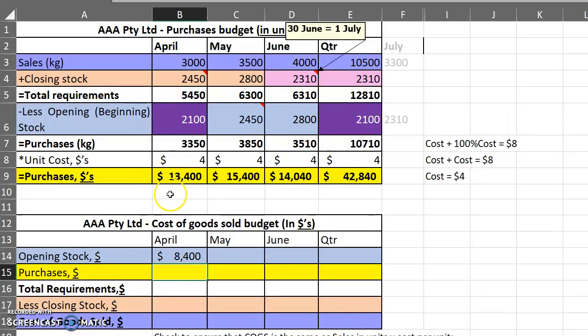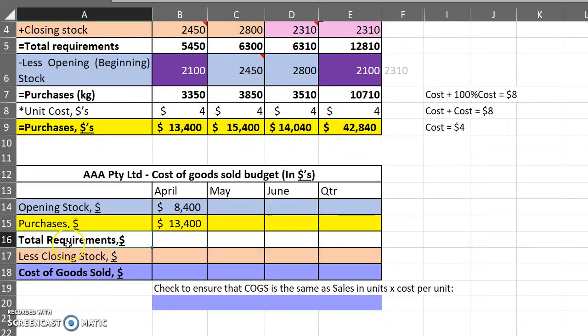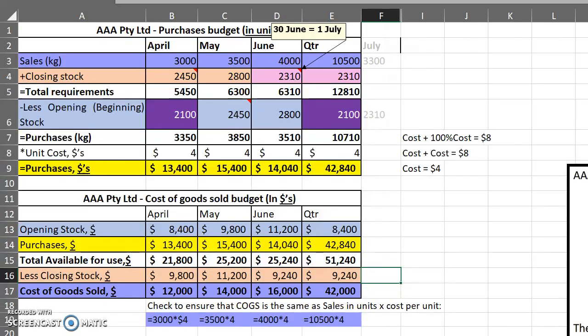For purchases in dollars we already worked out. Using the formula, we're going to calculate the total. Okay, in fact it's not going to be total requirements, that's going to be total available for use. So it will be opening, what I have, and how much I buy. Then I'm going to take away my closing stock, which happens to be 2,450 units times $4. And finally, I can work out cost of goods sold. And that's the final solution. Please practice now.